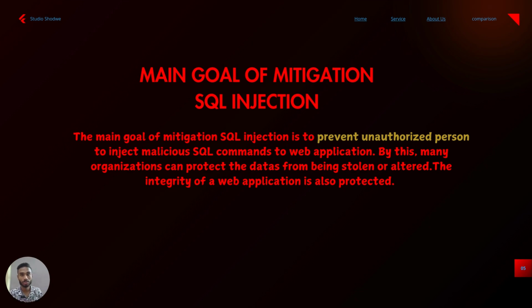Okay, so now I will explain about the main goal of mitigation of SQL injection. The main goal is to prevent unauthorized persons from injecting malicious SQL commands into the application. By doing this, organizations can protect data from being stolen or altered. From this, the integrity of a web application is protected.